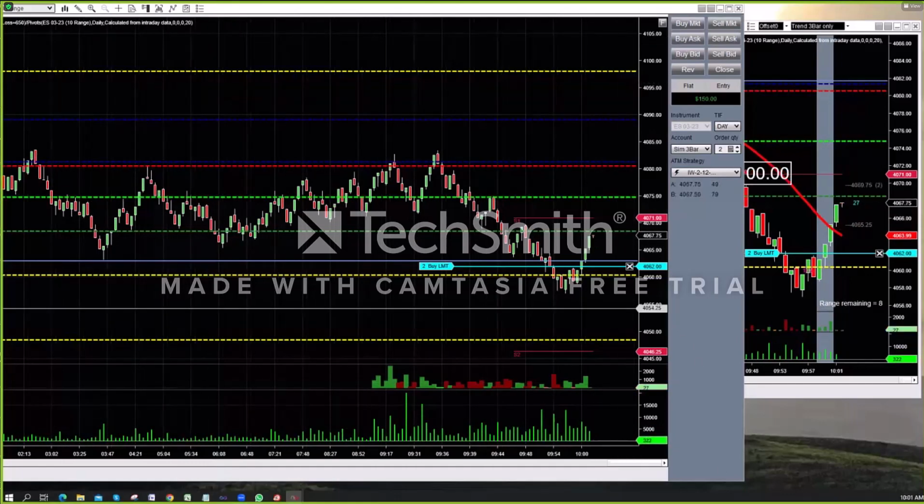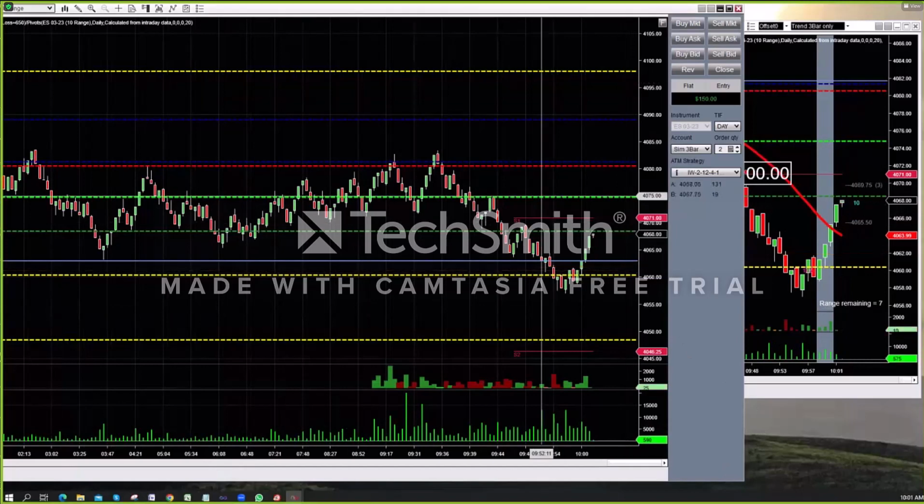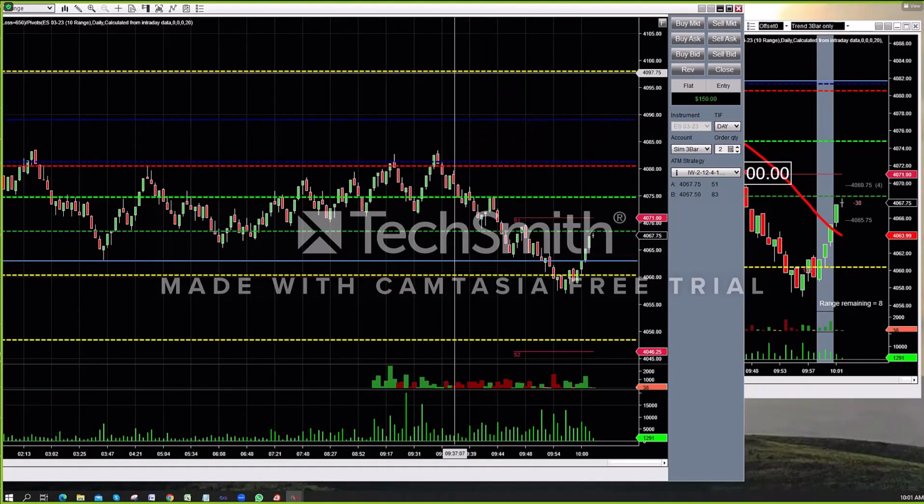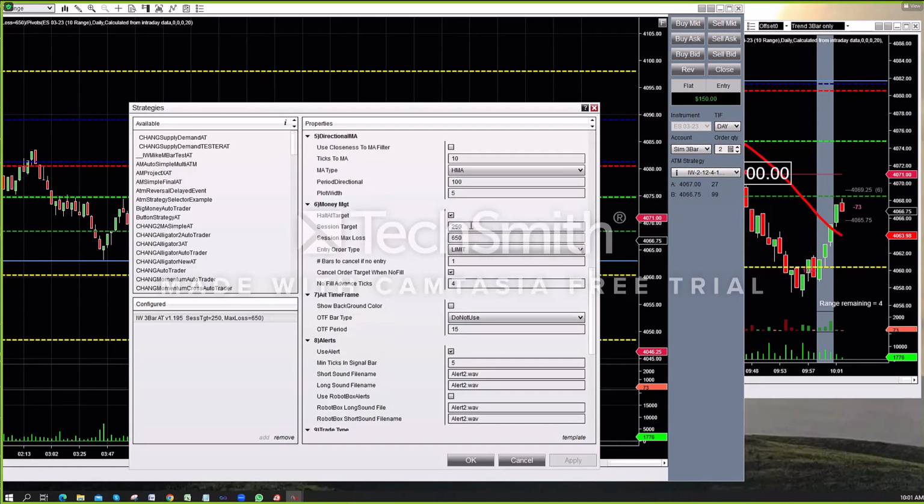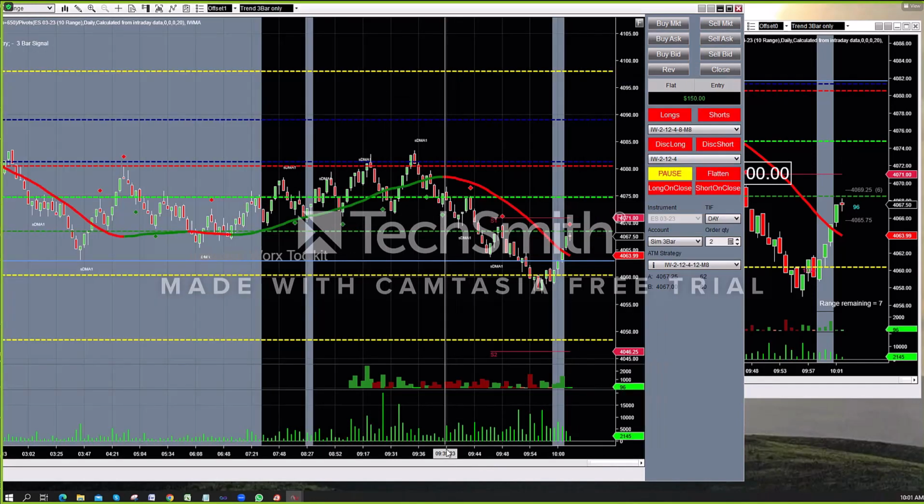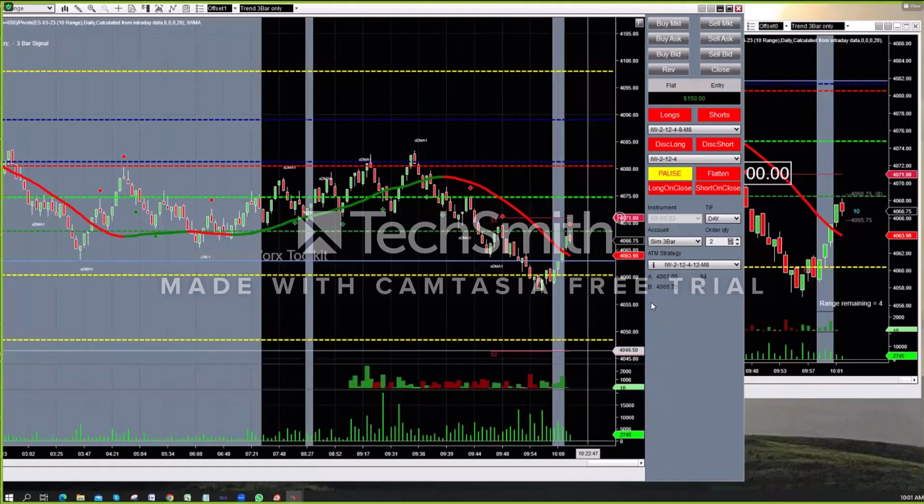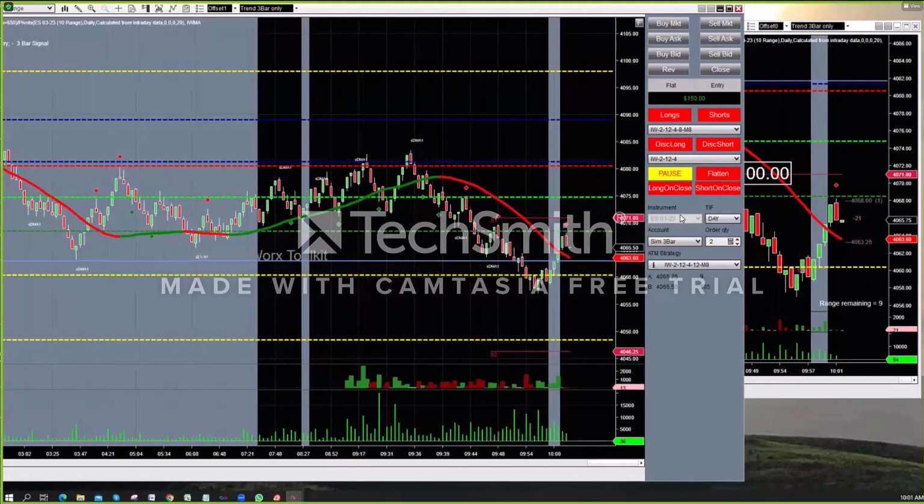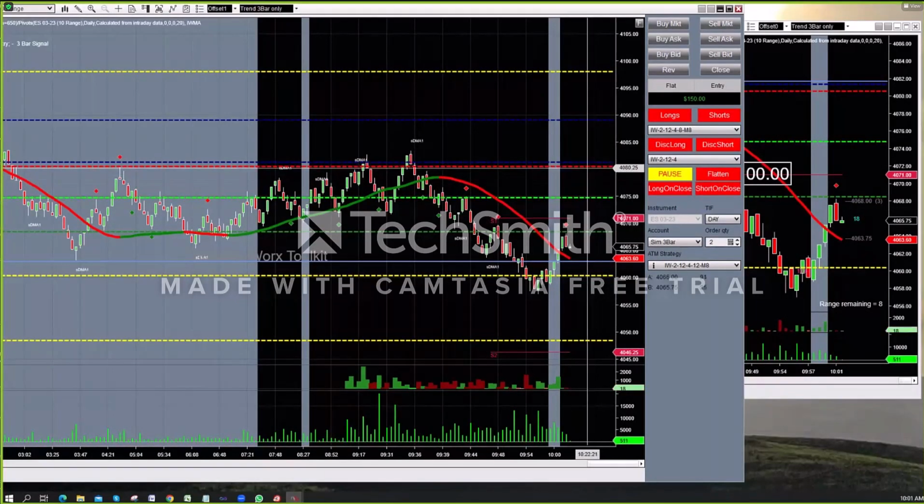So let me do this. Order canceled. Okay, back out to the bottom here. Blue line. We're long at the blue line. Let me hit the discretionary long when it gets up there.